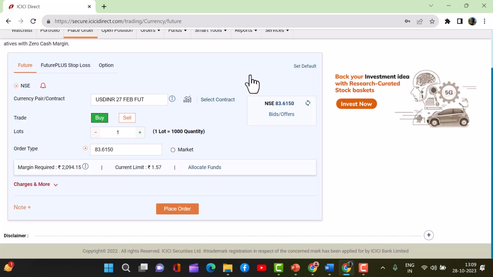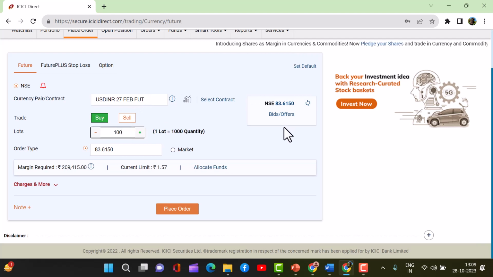Then it will give me this window. I want to buy dollars. When? USD INR on 27th of February futures. So the contract has already appeared in my window. This is the contract specification, the contract name, and now the trade is buy. It is green. How many? One lot. I can change the lots. I can make it 100. Fine. The margin will come at the bottom. This much margin I have to pay.